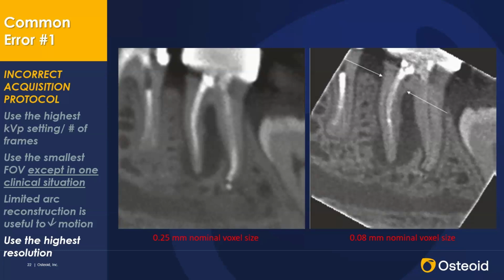And so again, the highest resolution possible for endodontics, and our recommendation is less than 0.125 millimeter, because the average width of the PDL space is approximately 0.2 millimeters.